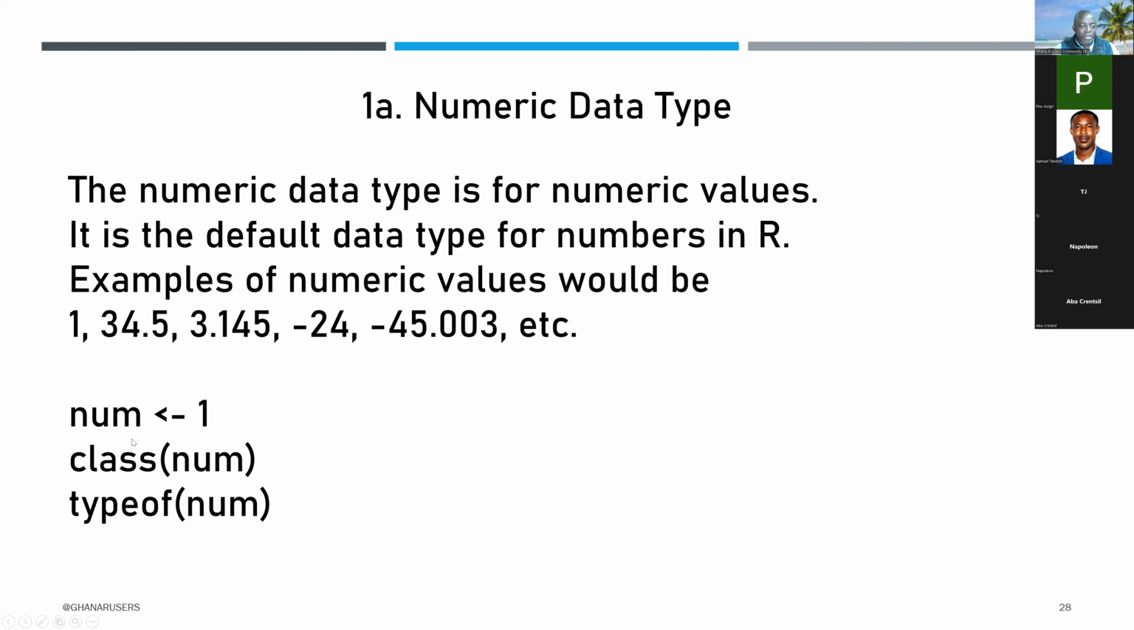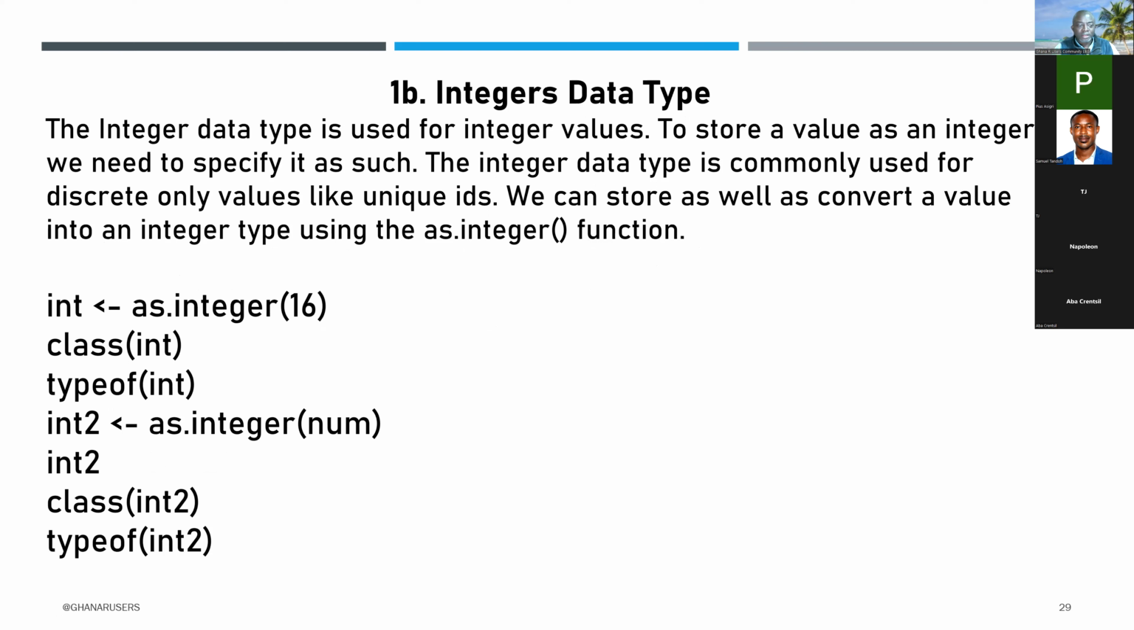R does not. And so after creating the object num and calling it 1, you want to find what class it is, what type of data it is. R will give you the result. Now the integers can also be created like this.